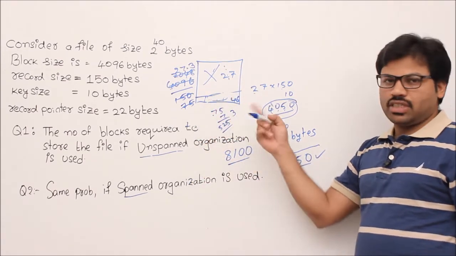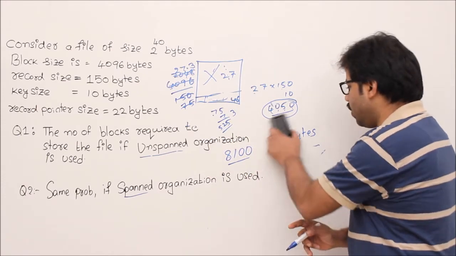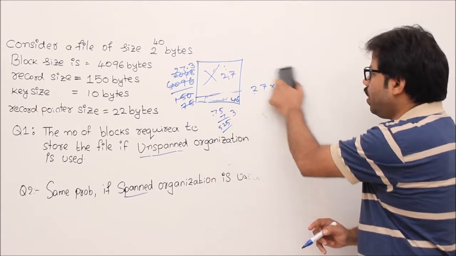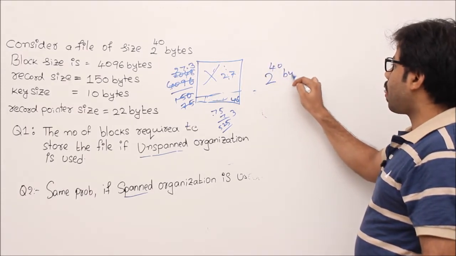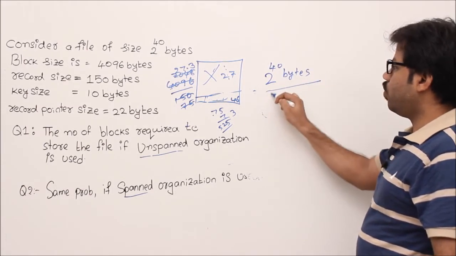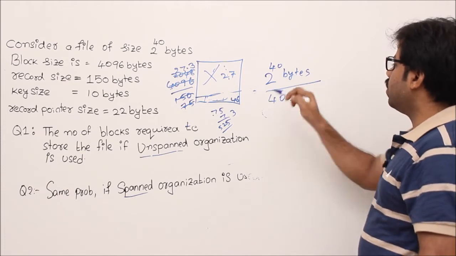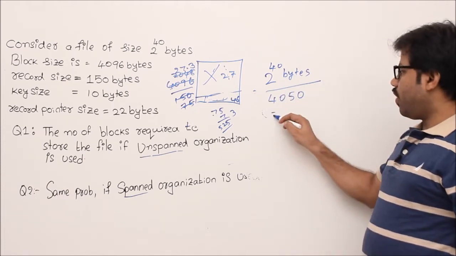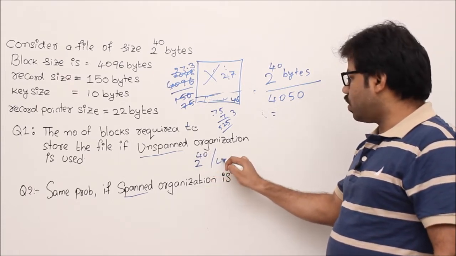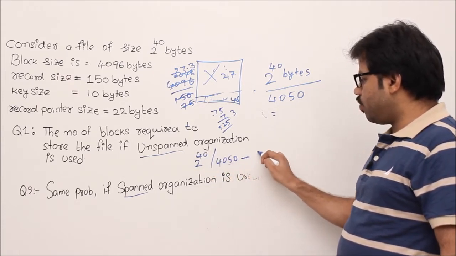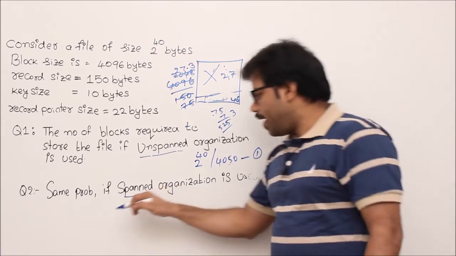We are wasting the space. We should not consider that. So answer would be 2 to the power of 40 bytes by the effective block size, 4050. Okay. If I simplify, whatever I get doesn't matter. 2 power 40 by 4050 is the answer. Remember it. First one. Now we'll go to spanned organization.